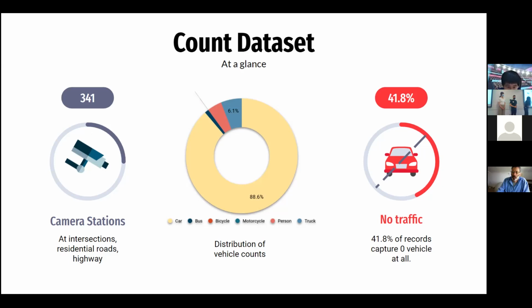And 41.8% of our records show absolutely no traffic, which means they don't capture anything, no vehicle, no people, like a very silent road. So that means our data set is actually quite sparse.